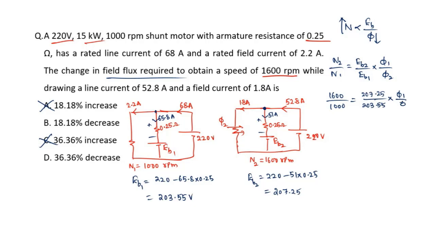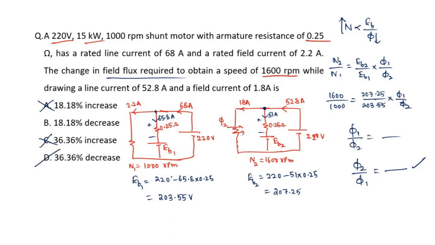So if I substitute 207.25 divided by 203.55 into 51 by 52, if you solve it, you will get a ratio, but that is not the ratio. We need 52 by 51. So that is the answer. Probably you will get a decrement of 36.36%, probably.